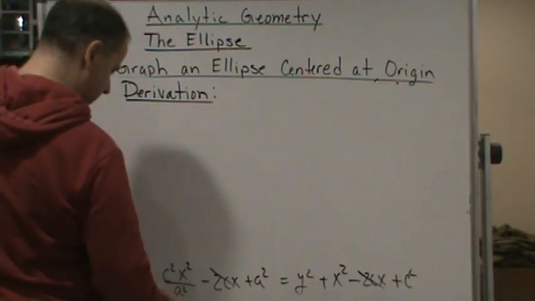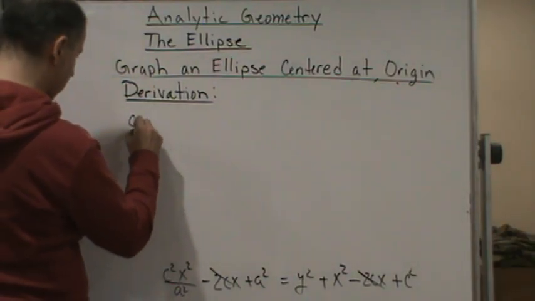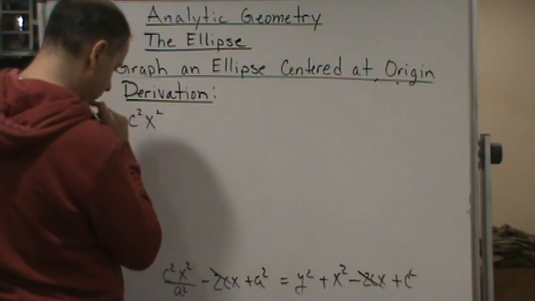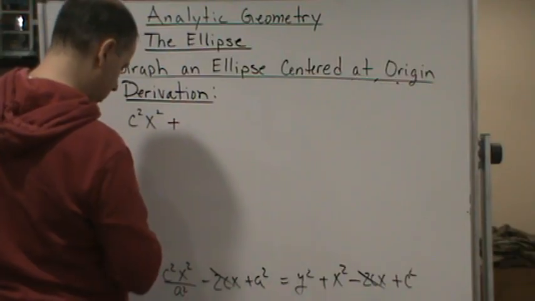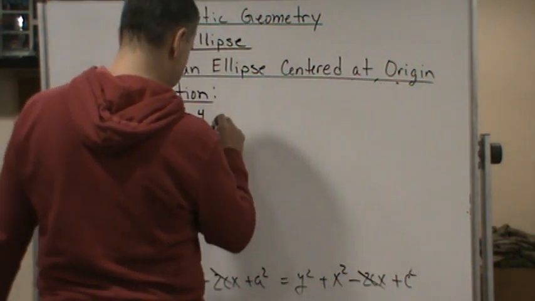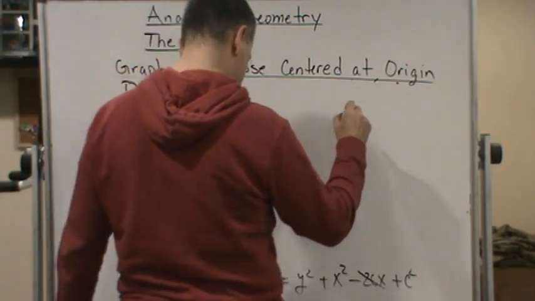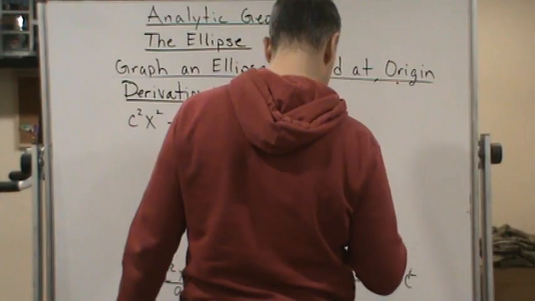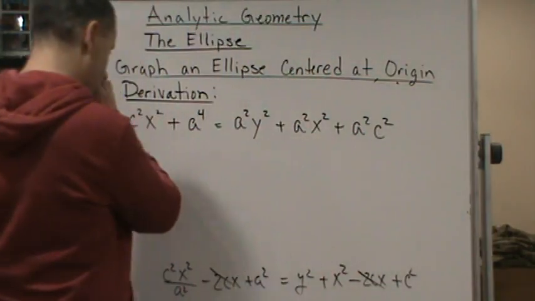Let's multiply everything by a squared, see what we get. We get c squared x squared plus a to the fourth equals a squared y squared plus a squared x squared plus a squared c squared.